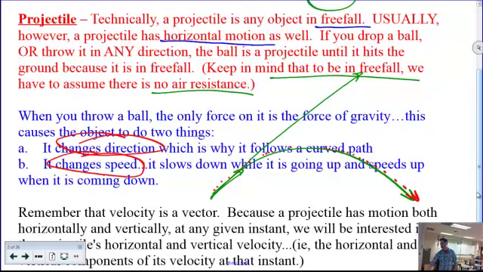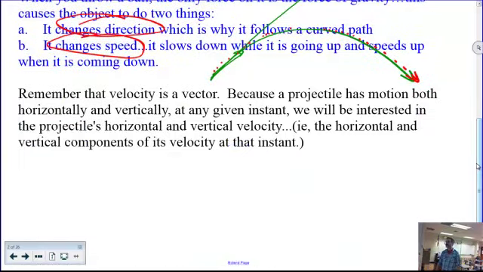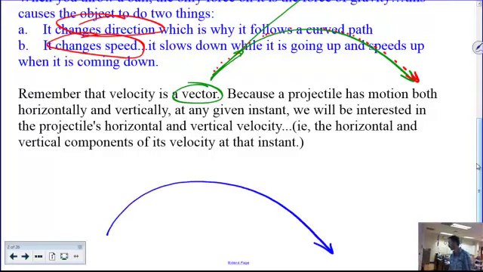I guess the next thing to be aware of is this. Remember, velocity is a vector, and so it's going to have direction. In particular, it's going to be really important when we deal with projectiles because the projectile has motion both horizontally and vertically. So if you imagine kicking a football, let's see if I can draw another parabola as good as my first one. There's the path that my football follows. At any given instant, the projectile has a velocity vector. So here's my velocity vector.